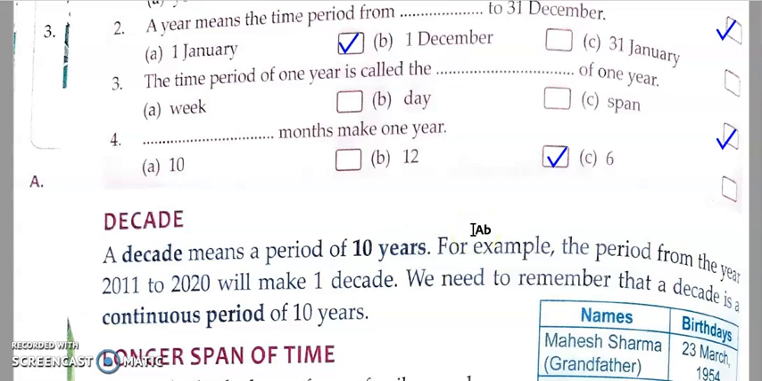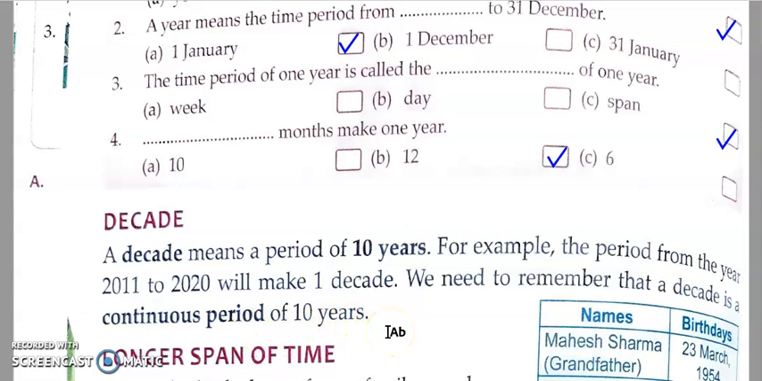Now what is the meaning of decade? Decade means a period of 10 years. For example, the period from the year 2011 to 2020 will make one decade. We need to remember that a decade is a continuous period of 10 years.